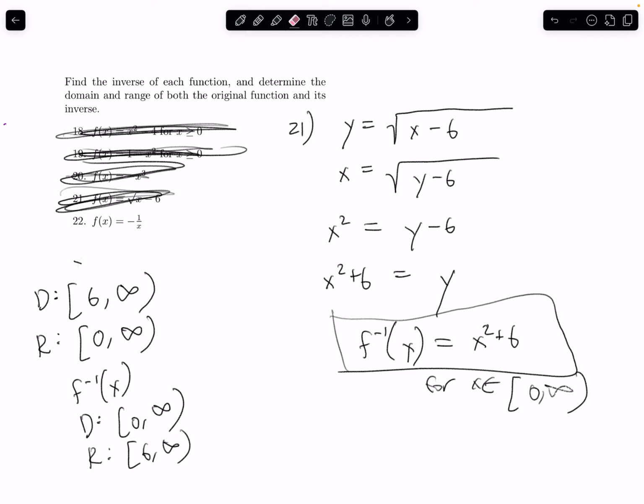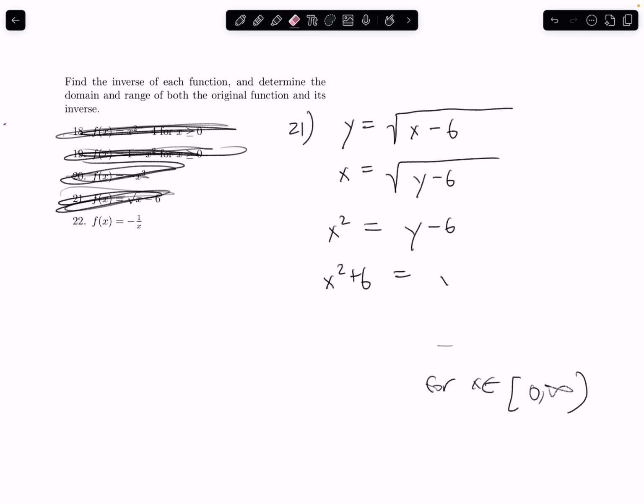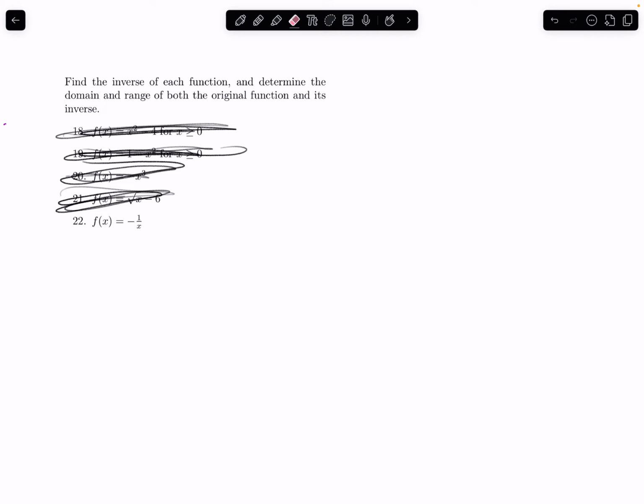Leaving us with just one more question to do for the whole section. We're almost there, guys. Don't lose heart. Don't be afraid. We're almost there. Almost done. Let's just celebrate with a new color. Let's work with this green color.